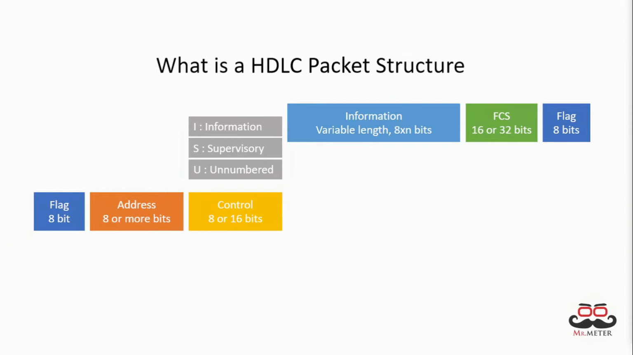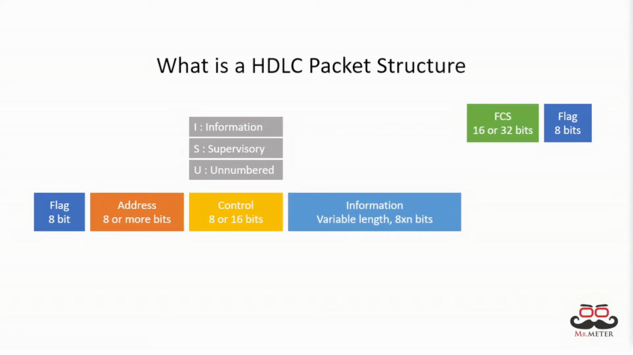It is called poll when the bit is a part of a command set by the primary station to obtain a response from a secondary station, and final when the bit is a part of a response set by the secondary station to indicate a response for the end of transmission. In all other cases, the bit is clear.